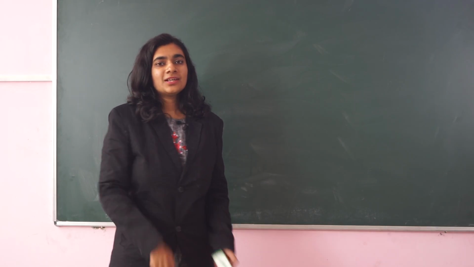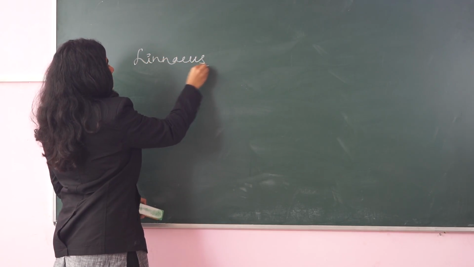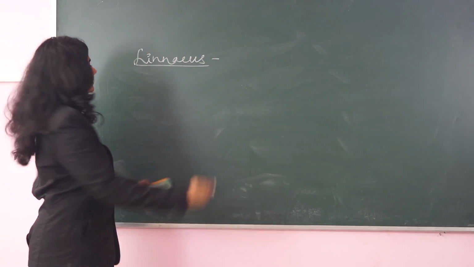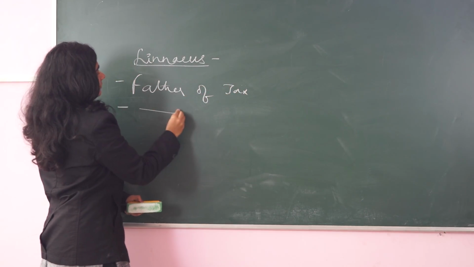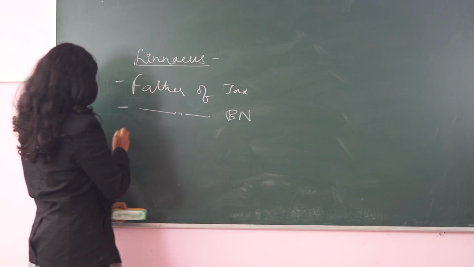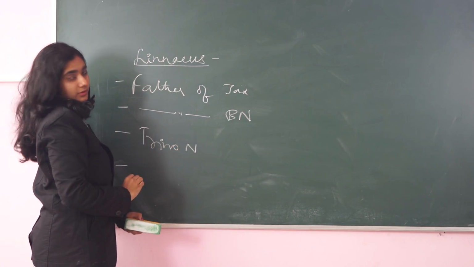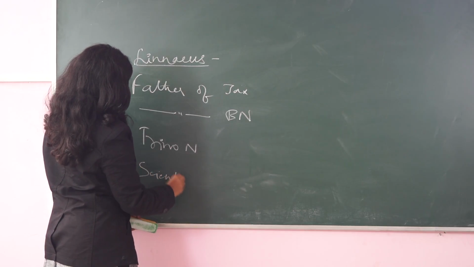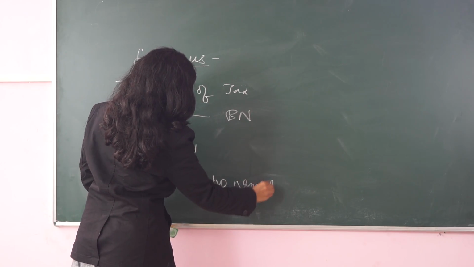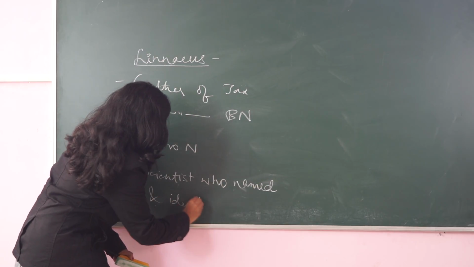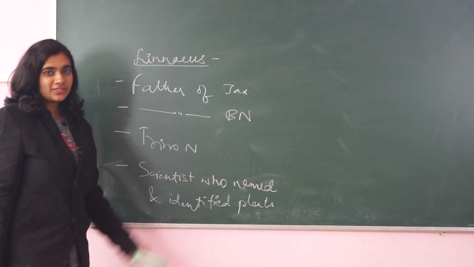So the first question being Linnaeus. Remember I talked about Linnaeus. So what is Linnaeus actually credited with? What is he called? Is he the father of taxonomy? Is he the father of binomial nomenclature? Is he involved in trinomial nomenclature? Or is he a scientist who named and identified plants? So what do you think is the right answer?